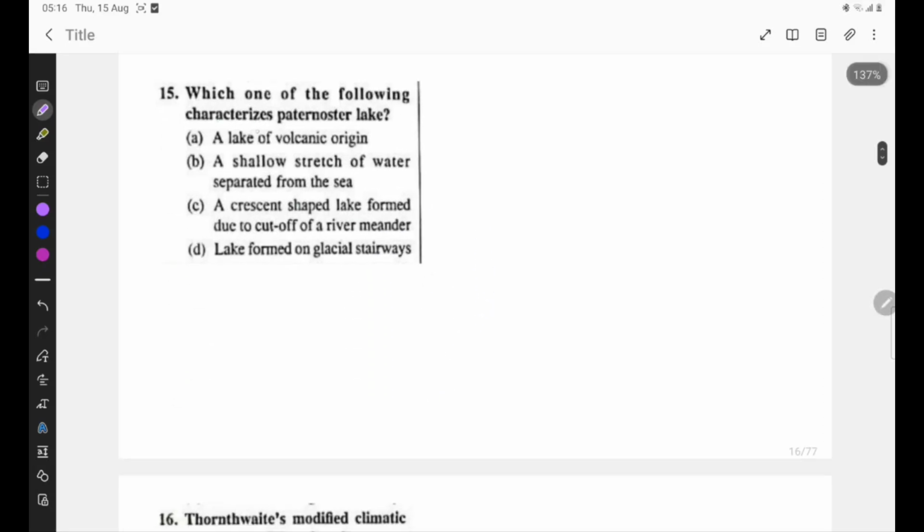Which one of the following characterizes Paternoster Lake? A lake of volcanic origin? No. Shallow stretch of water separated from the sea? Definitely not. A crescent shaped lake formed due to cutoff of a river meanders? No. Lake formed on glacial stairways? Yes.